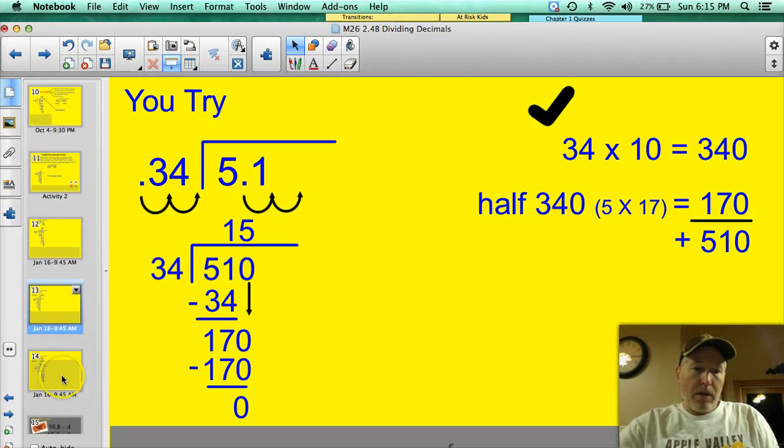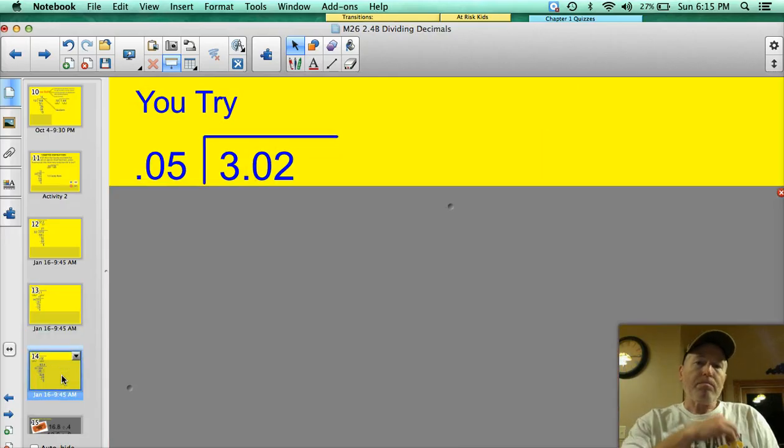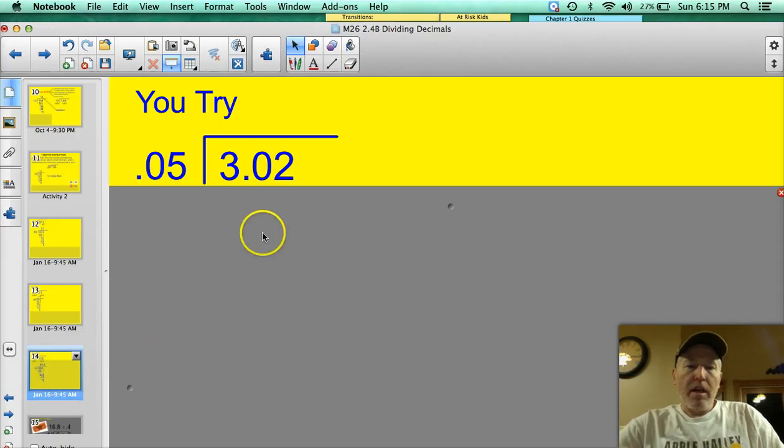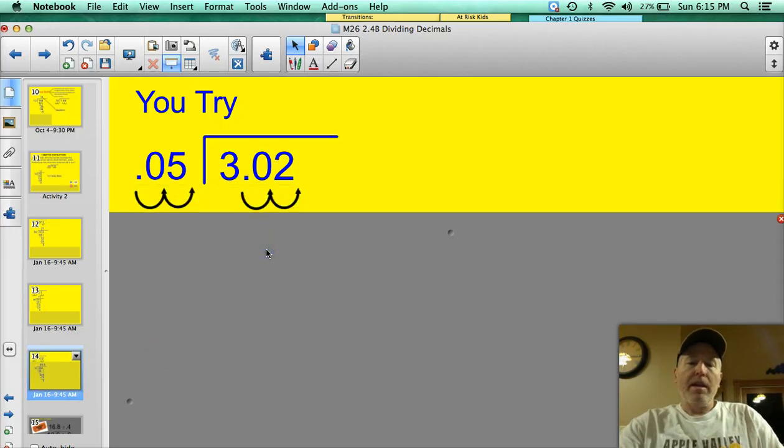Try another problem, your last one before your ticket to the show. 3.02 divided by 0.05. Give it a shot. Did you move the decimal? Let's just see. If not, try it again.